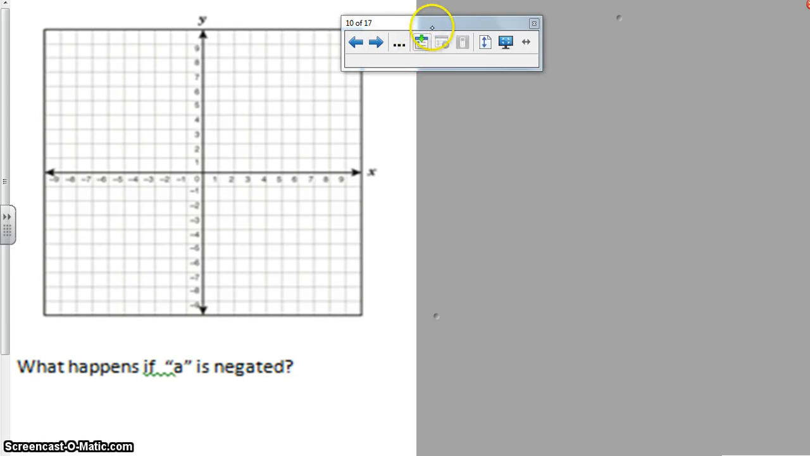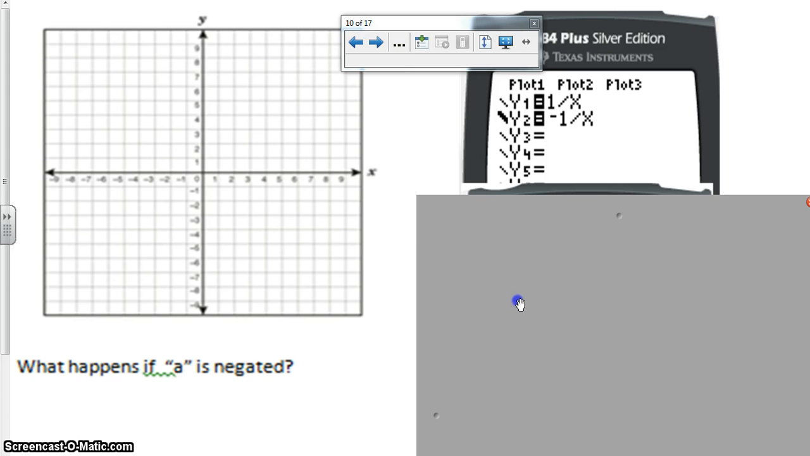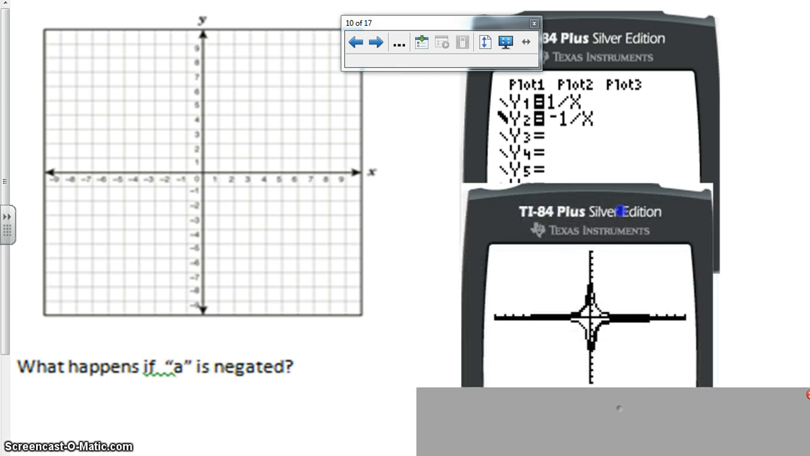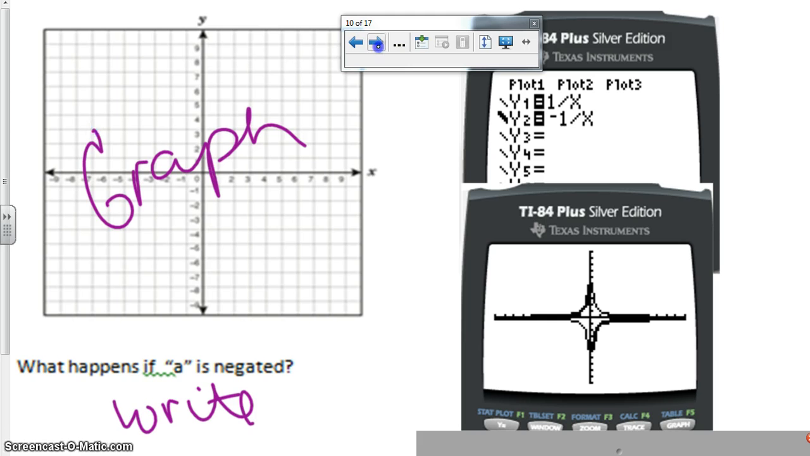All right, what happens if A is negated? Go ahead and put this into the graphing calculator and stop the video and then move on. Hopefully this is what you saw, and hopefully you watched the graph drawing it, because it is very difficult to see it from a screenshot.